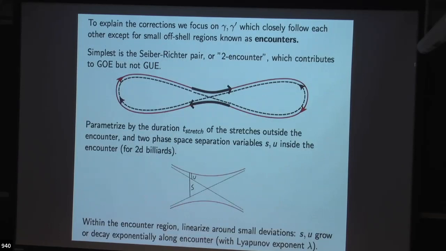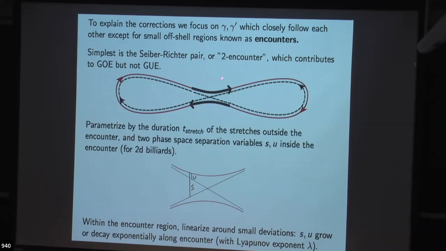Okay, so that explains just the ramp in the spectral form factor. What about the series of corrections in the GOE? To do this, we have to focus on pairs of orbits which closely follow each other, except for some small off-shell regions called encounters. Here's the simplest example. It's called a two-encounter or the Sieber-Richter pair, named after the people who discovered this.